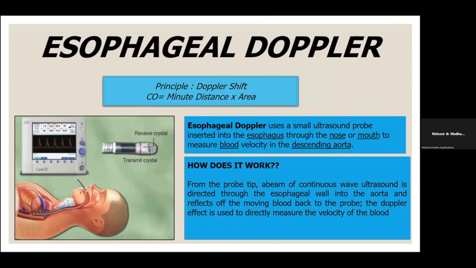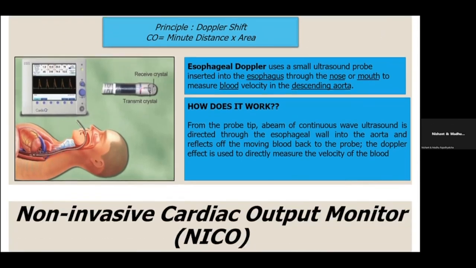In this technique, a small esophageal probe is inserted into the esophagus to measure the velocity of blood using the Doppler effect. The velocity of blood, distance which blood travels in 1 minute, and cross-sectional area of the blood vessel will help us to derive the cardiac output.